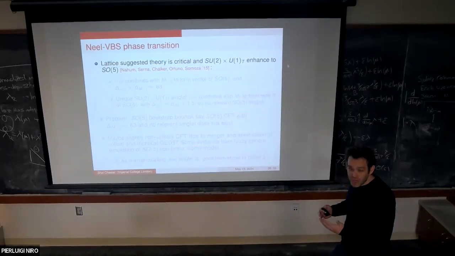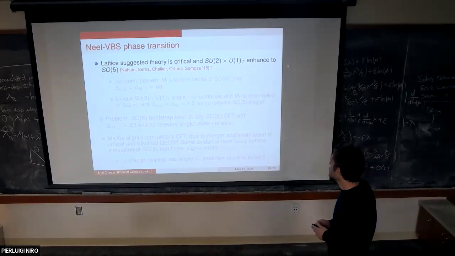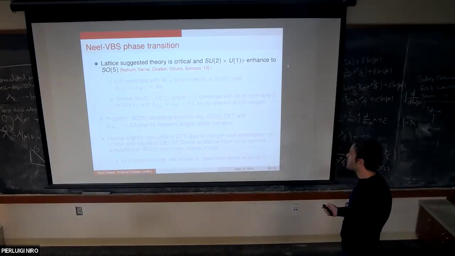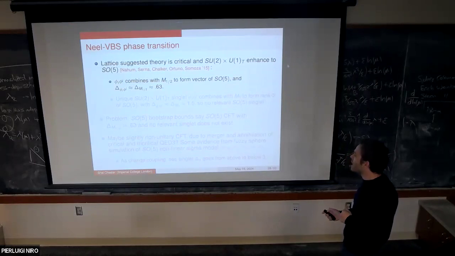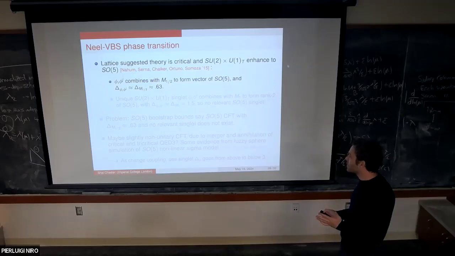People have studied this theory using lattice simulations. In this nice paper from 2015, they showed that the naive SU(2) cross U(1) symmetry seems to enhance to SO(5). Their evidence was that they computed scaling dimensions that naively should be different, and in fact they were very similar, which would be the case if the symmetry was enhanced.